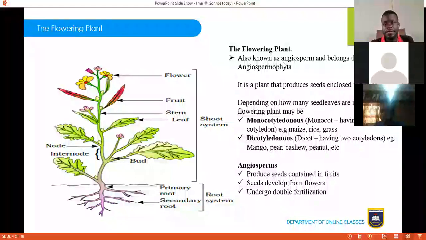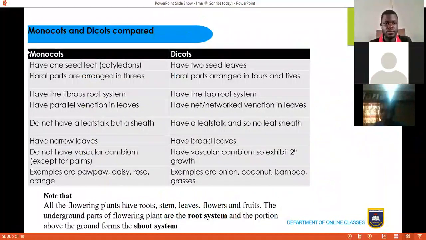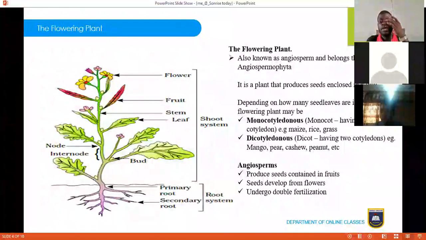Good. Let's look at the flowering plants proper. The flowering plant is also known as the angiosperm, and it belongs to the division Angiospermophyta. It is a plant that produces seeds that are contained in a fruit. Depending on how many seed leaves, the seed leaves are also called the cotyledons. Depending on how many cotyledons there are in a seed, the flowering plant is either a monocot, having only one cotyledon, or a dicot, having two cotyledons.